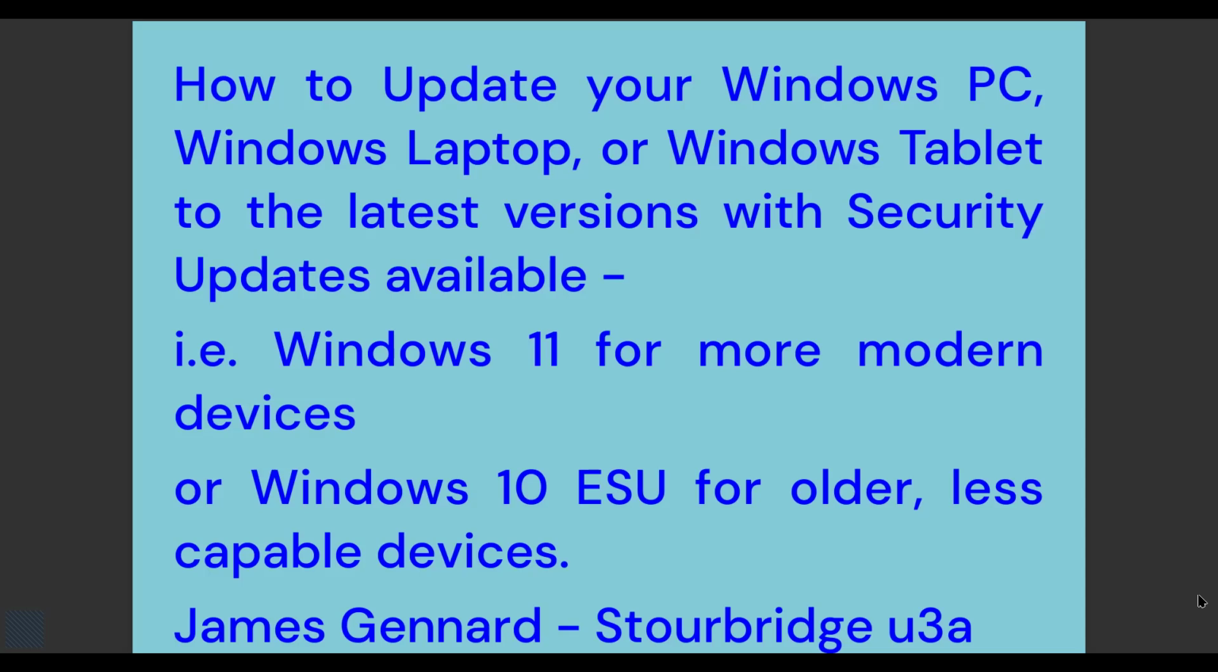Today, I'm going to show you how to update your Windows PC or laptop or tablet to the latest versions of Windows with security updates still available for at least another year. If you have a modern device, it will be capable of updating to Windows 11. If not, then the best you can do is to get to Windows 10 ESU, which is Extended Service Support upgrade for older, less capable devices.